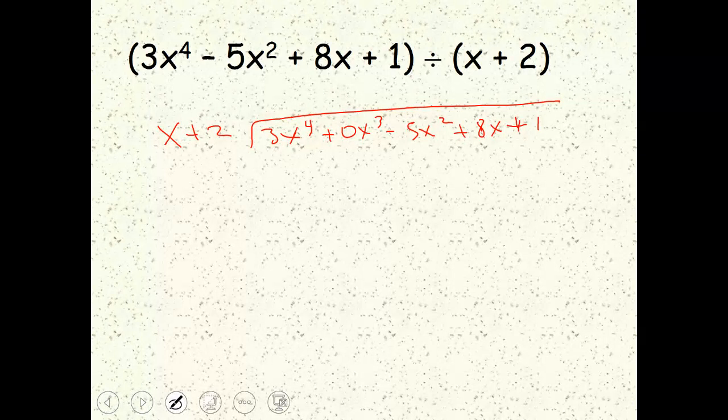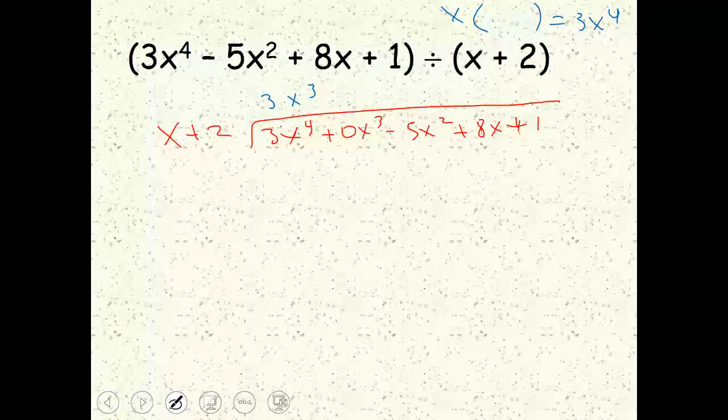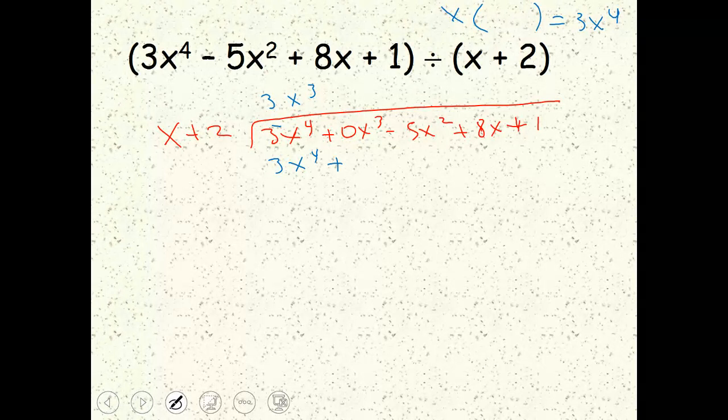So like in my last problem, I say x goes into 3x to the fourth. Well, x times what makes 3x to the fourth? That's really what I'm asking. X times what makes 3x to the fourth? The answer is 3x to the third, right? Because 3x to the third times x would make 3x to the fourth. So we're going to multiply 3x to the third times x plus 2. So I'm going to get 3x to the fourth plus 3x to the third times 2 would be 6x to the third. That's why I wanted to leave a space for that x to the third.